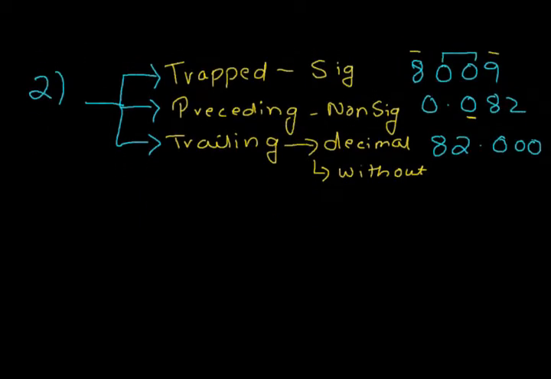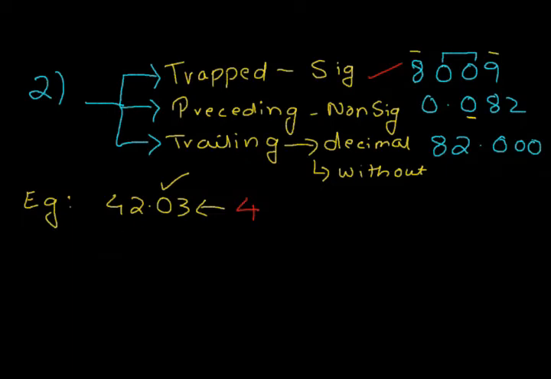So first is trapped significant zeros. If you have a number, for example, 42.03, in this the 0 is trapped between 2 non-zero units, and hence this 0 is significant. And so let us count the total number of significant figures. There are 3 non-zero units, so they are definitely significant, and 1 trapped 0. So even this is significant. So now in this number there are 4 significant figures.